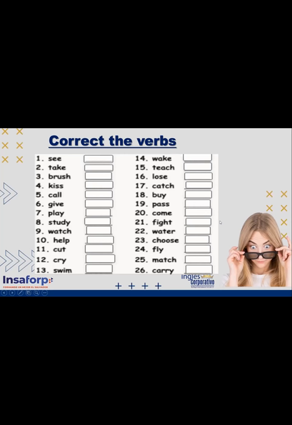Does your father like to borrow? Does your father like to borrow? Yes. What do your parents watch?